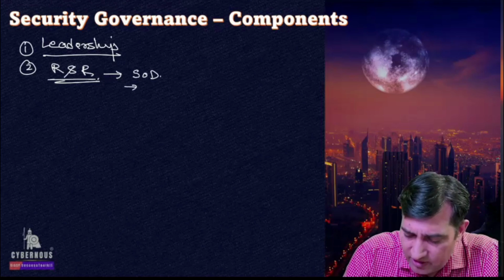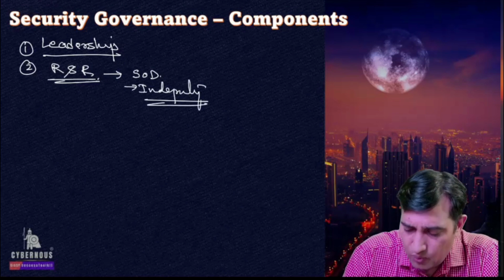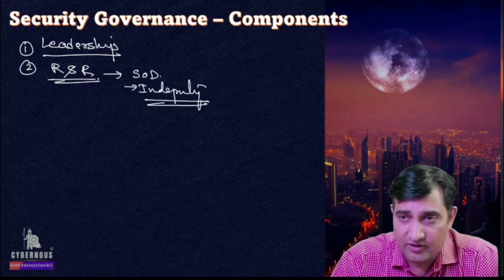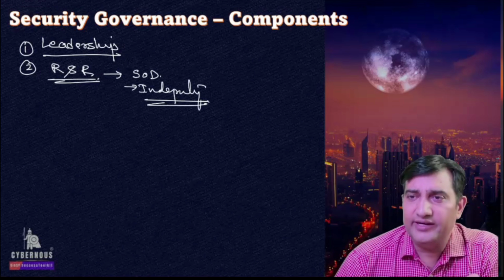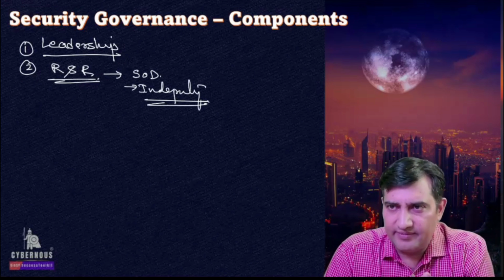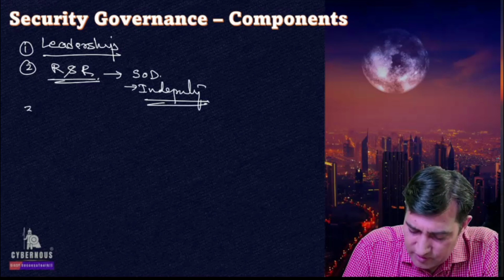There is also an element of independence as well. There are certain roles where independence must be taken care of. You cannot have an auditor reporting to the auditee by itself. That's a breach of this entire rule. So that is what roles and responsibility means.